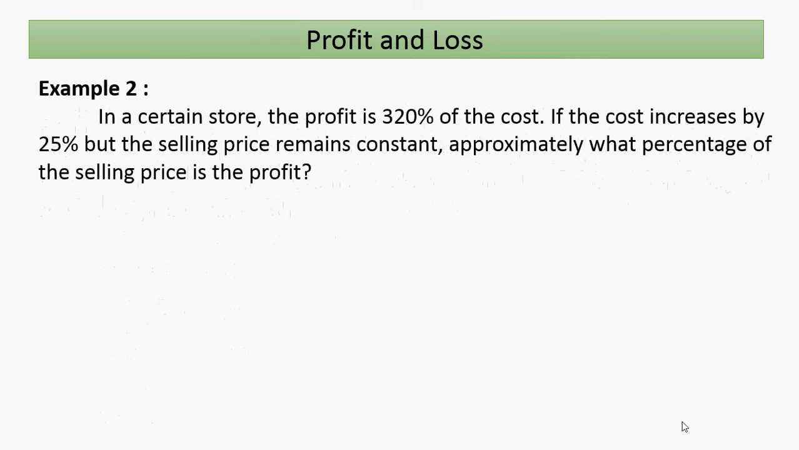Second example: in a certain store the profit is 320% of the cost. If the cost increases by 25% but the selling price remains constant, approximately what percentage of the selling price is the profit? If we are selling items at 320% profit, and the cost increases by 25% but the selling price does not increase, so it remains constant, then how much profit are we getting on the selling price?